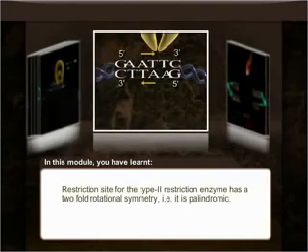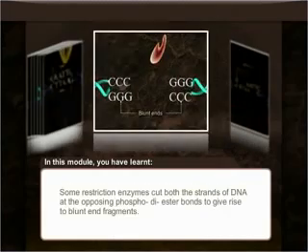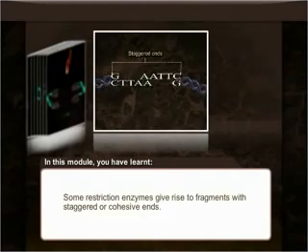The restriction site for the type 2 restriction enzyme has a twofold rotational symmetry, that is, it is palindromic. Some restriction enzymes cut both the strands of DNA at the opposing phosphodiester bonds to give rise to blunt end fragments. Some restriction enzymes give rise to fragments with staggered or cohesive ends.